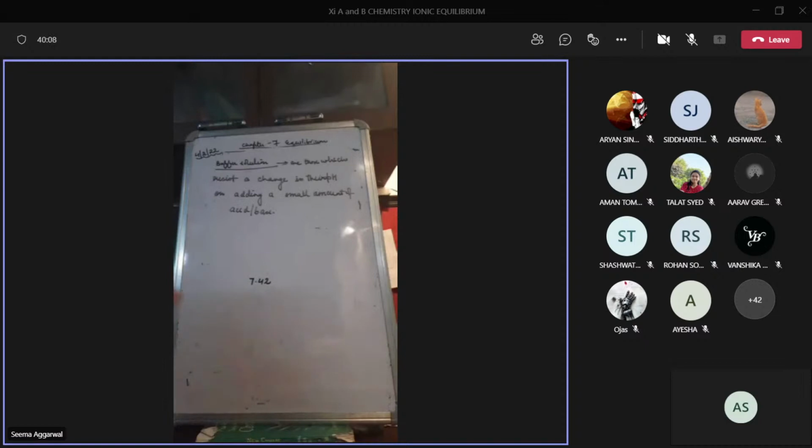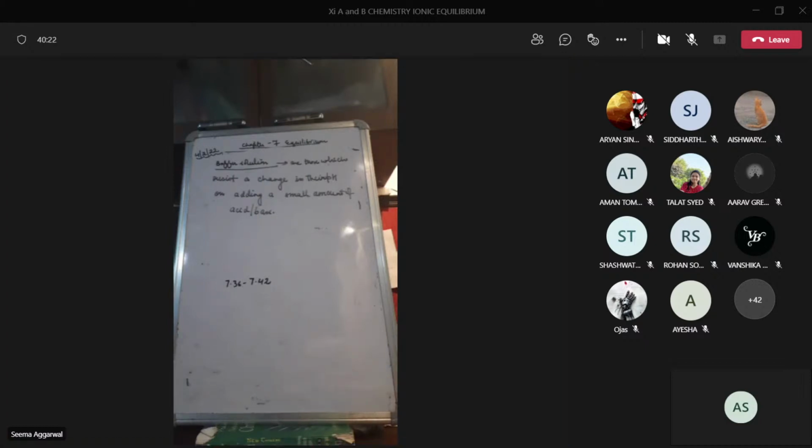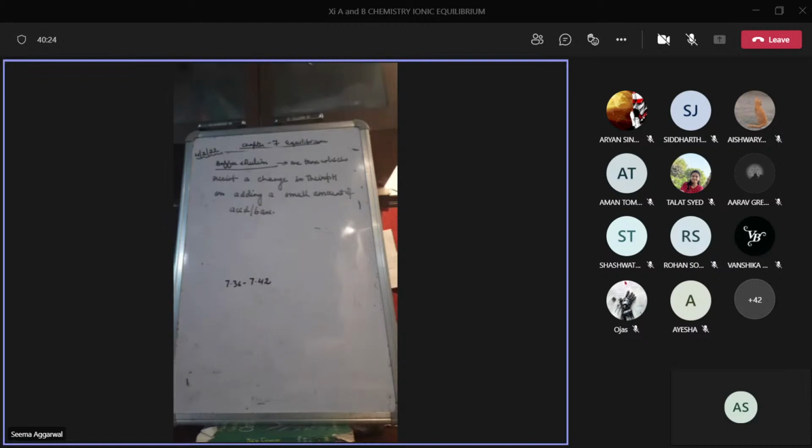Suppose we are taking the pH of the blood. The range is, I think, 7.36 to 7.42. Now blood is slightly basic. If I am taking tomato or orange, will the pH of the blood change? No, it will remain in this range. So these are the two examples of natural buffer: the blood as well as the juices in the stomach.